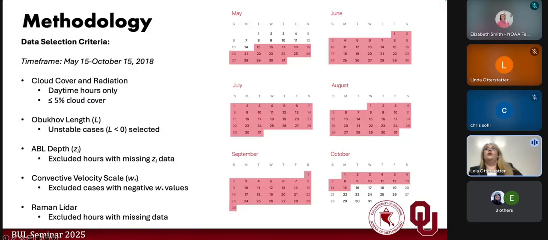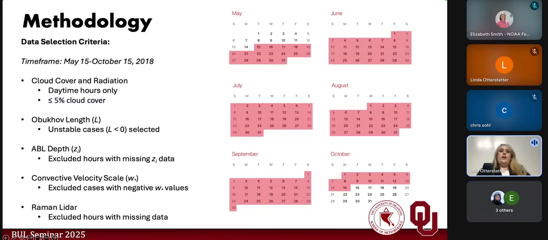And then from there, looking at Obukhov length, also known as L, we wanted unstable cases, because that's what you should see within the convective boundary layer. And so when they are less than 1 or negative, that means that they are unstable. And so those were selected.